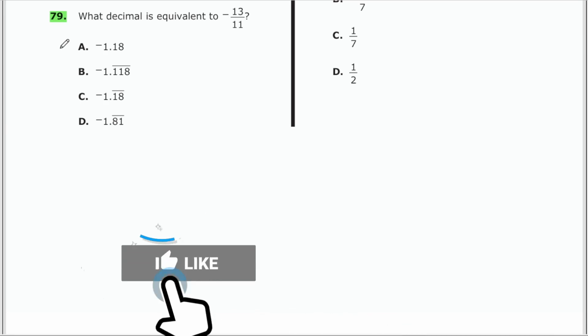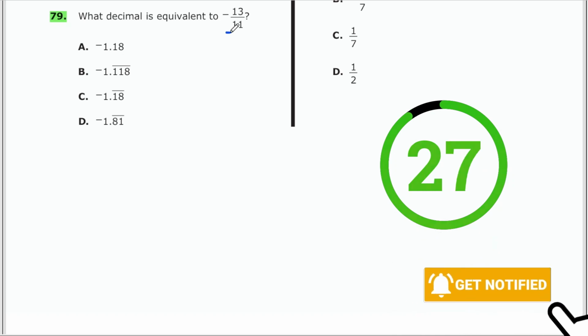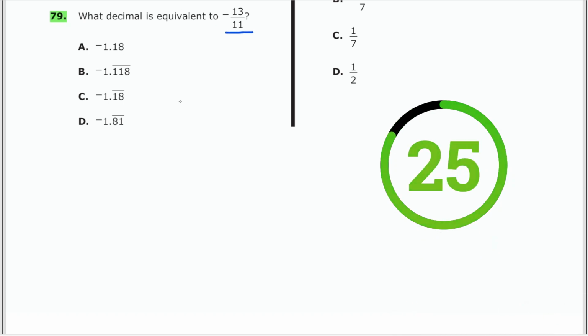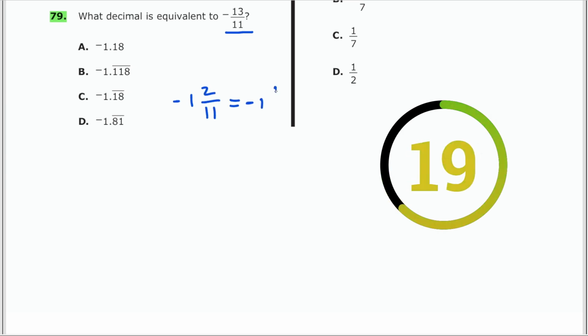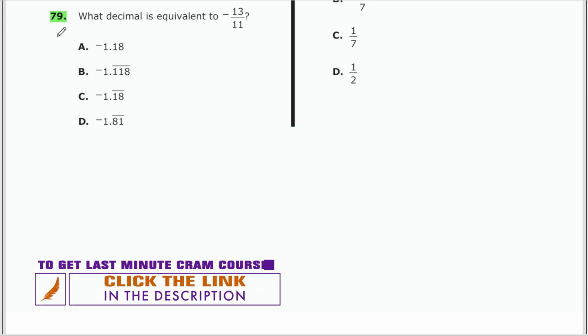So, how can you do this problem in 30 seconds or less? What decimal is equivalent to negative 13 over 11? So it's the same thing as negative 1 and 2 over 11. If you multiply this by 9, it's negative 1 and 18 over 99. And the answer is C. How was I able to do this problem so fast?